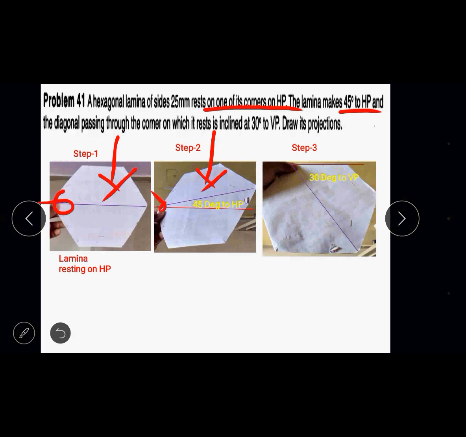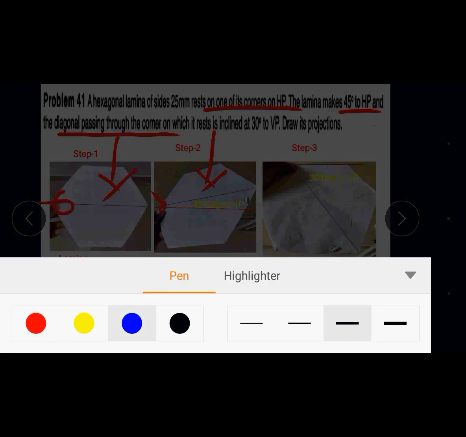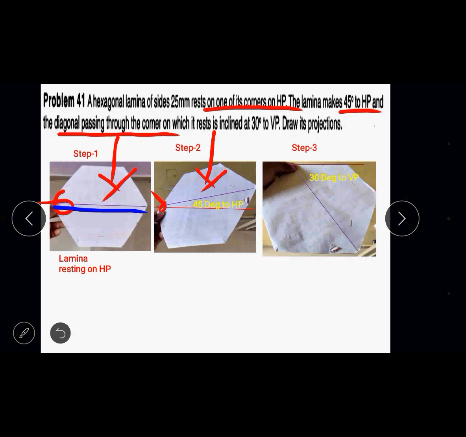Then coming to the third part. In the third part you can observe the statement: the diagonal passing through the corner on which it rests, that means the resting corner. So this is the diagonal line. I'll just show it in some other color. Can you observe here? This is the diagonal drawn from the resting corner, the left corner. So it represents the median of the hexagonal lamina.